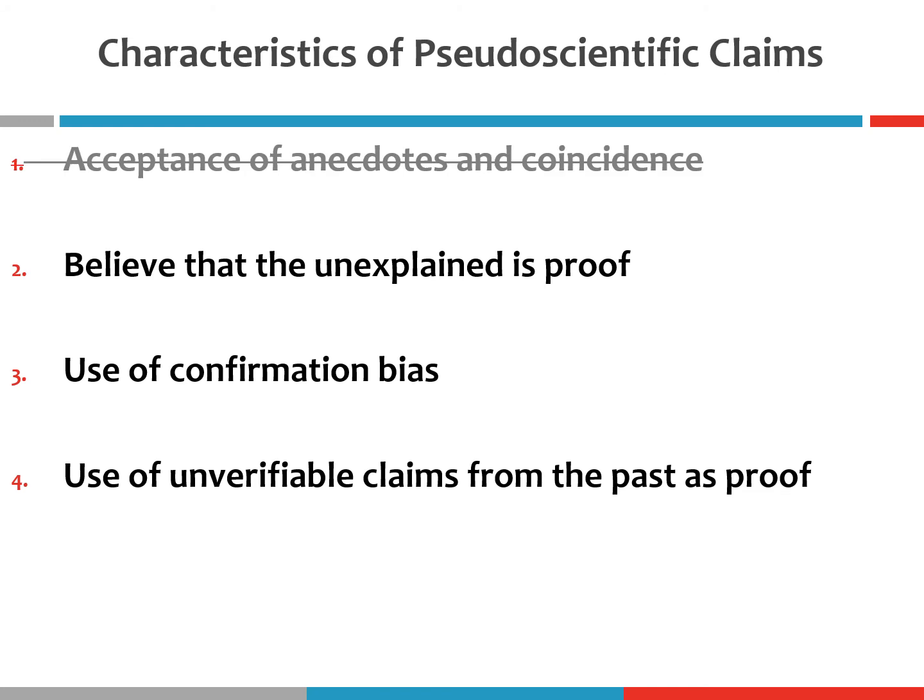Another characteristic of the pseudoscientific approach or pseudoscientific claims is the belief that the unexplained is proof, right? So one sort of really unfortunate phenomenon is that in some cases there have been ships and airplanes that have completely disappeared without a trace. Okay, so there have been documented cases where we have been unable to locate planes and ships from all around the world, right? They seemingly have disappeared into thin air, right?